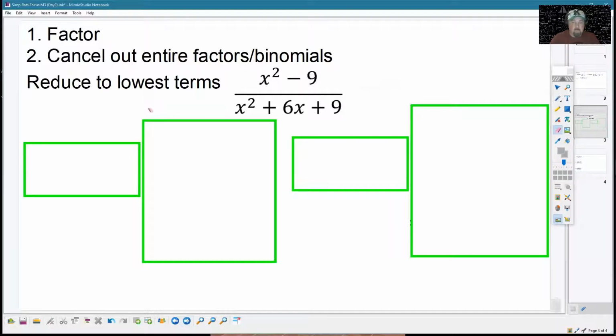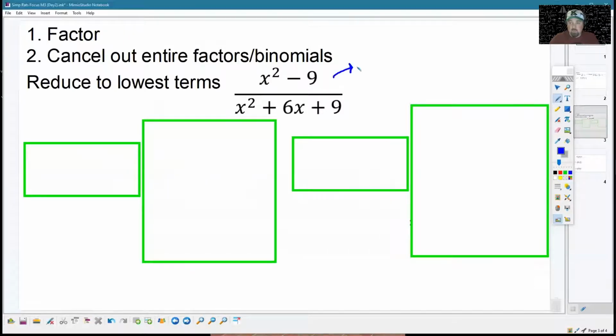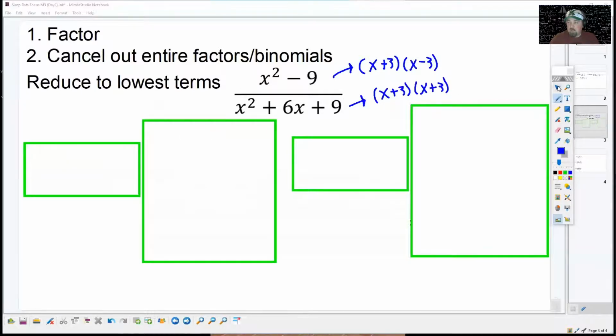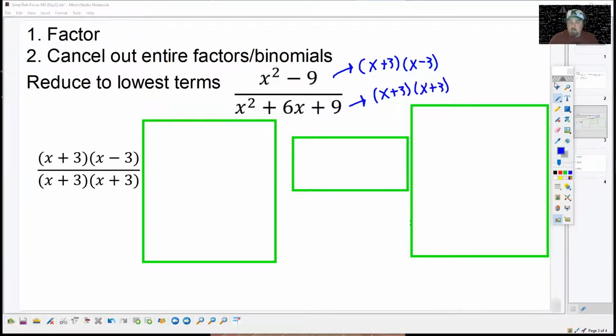So let's try this with a rational expression here. First step, we're going to factor, and then we're going to cancel out the entire factors from the top and the bottom, okay? So if we go through and we factor this, this is the difference of two squares. So this is going to be x plus 3, x minus 3. The bottom of this thing is x plus 3, x plus 3 when you go to factor it. So when we go to factor this, how do we factor these out? Because now that we have x's in here and everything else, we tend to get a little bit more confused.